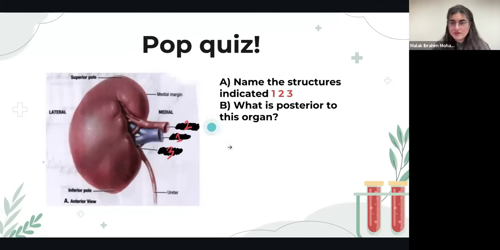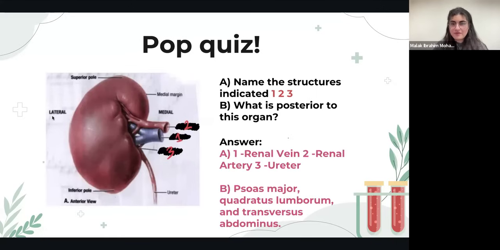Okay. So you guys are right. The mnemonic for this is VAP. So renal vein, renal artery, and renal pelvis, which then becomes the ureter. So you have the renal vein, renal artery, and the ureter. And then the second part is what is posterior to this organ. You have the psoas major, the quadratus lumborum, and the transverse abdominis muscles.